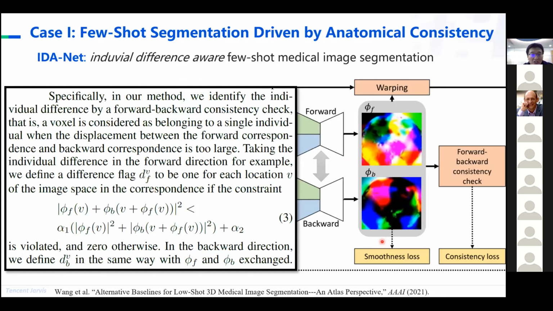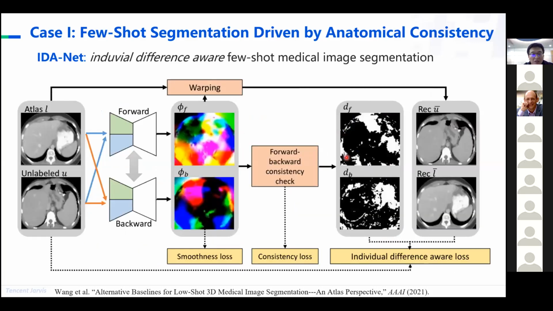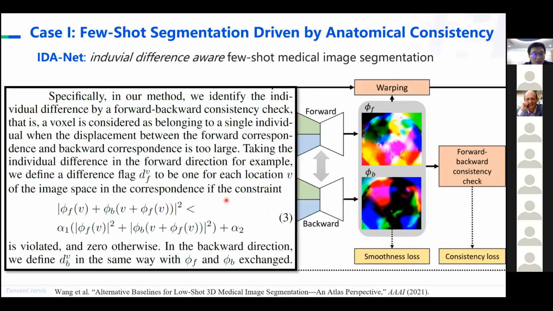That is, a voxel is considered as belonging to a single individual when the displacement between the forward correspondence and the backward correspondence is too large. So here, we still have backward and forward, and we do a consistency check. If we remember this term, they should sum to 0. Otherwise, we impose a loss here. However, if this term is too big, it will not be smaller than the right-hand side. In this way, we consider it to be an individually different pixel.